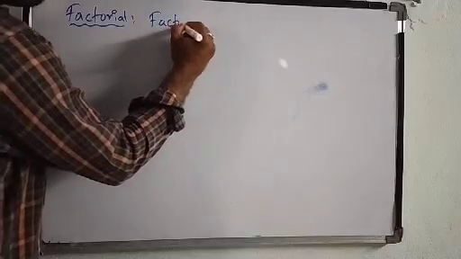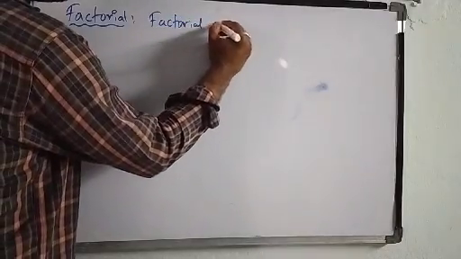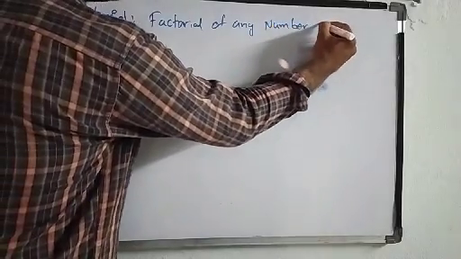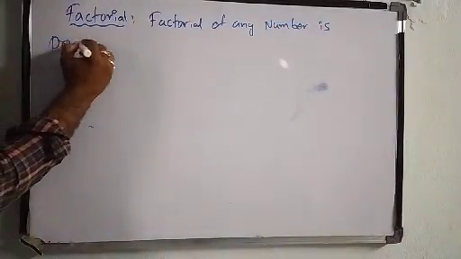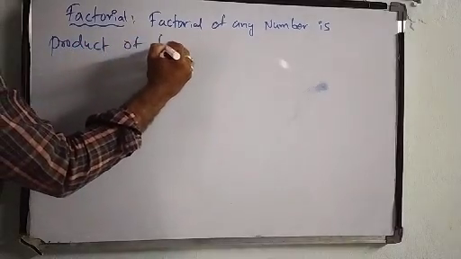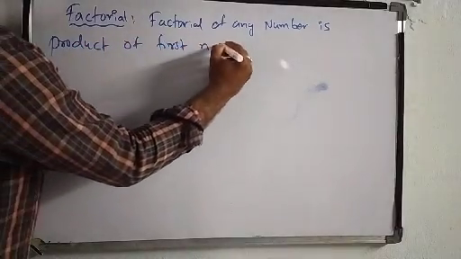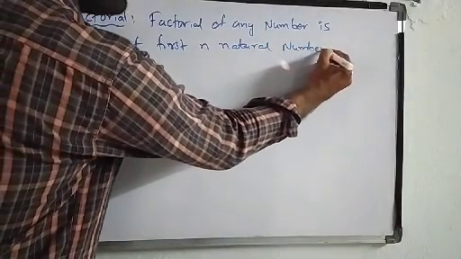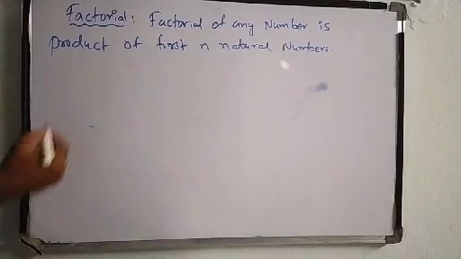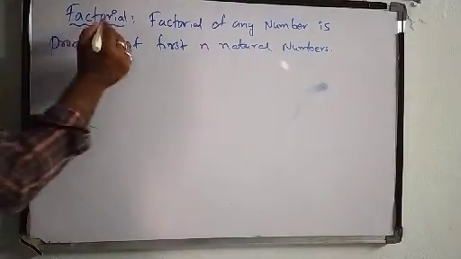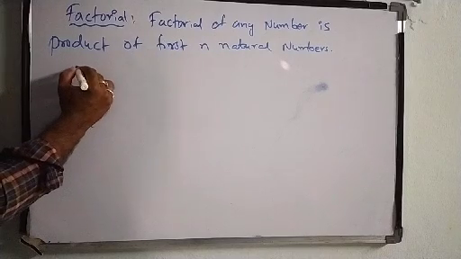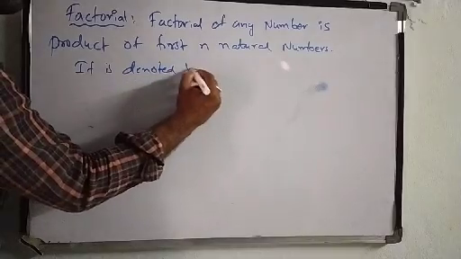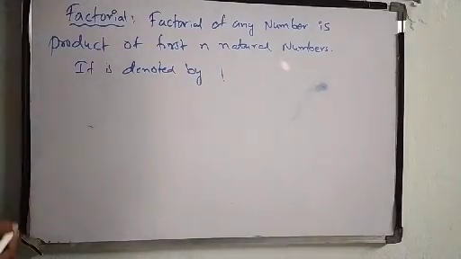So factorial of any number is the product of the first n natural numbers. So if we multiply the product of the first n natural numbers, we are going to get the factorial of any number. It is denoted by n!, and this is the symbol for factorial.